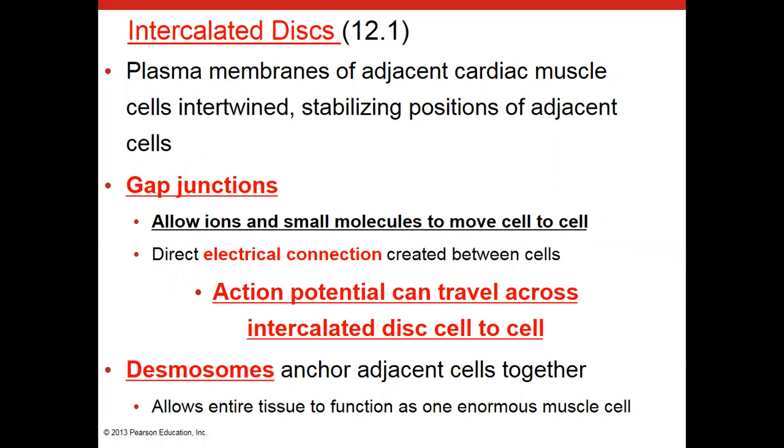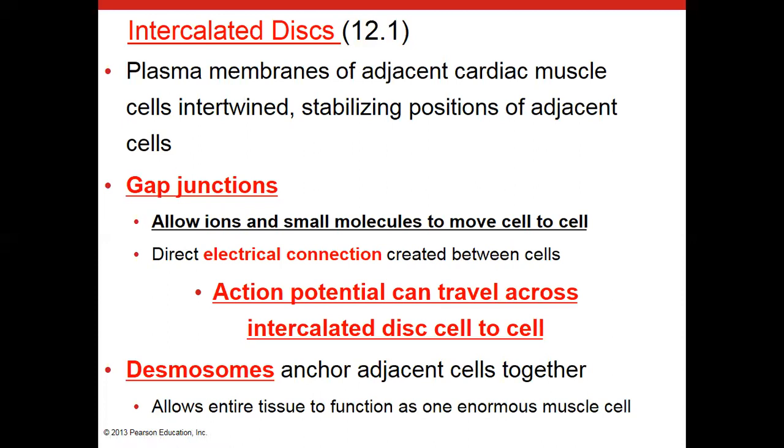Remember, action potentials simplify down to the movement of sodium and potassium across the membrane. So this sodium, as it diffuses into a cell, can propagate the action potential from one cell to the next through a gap junction, because it's just a small little pore from one cell to the next. So the action potentials can travel across an intercalated disc from cell to cell through a gap junction, because sodium ions are able to diffuse through that gap.